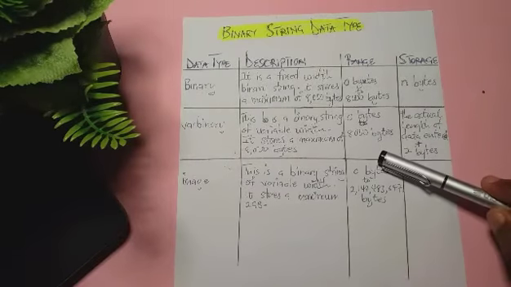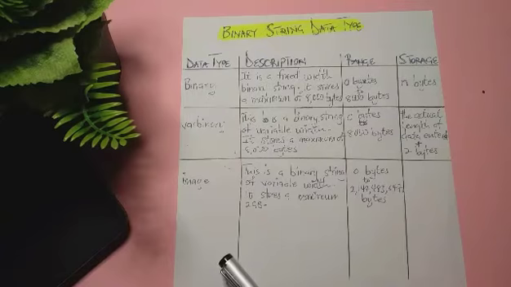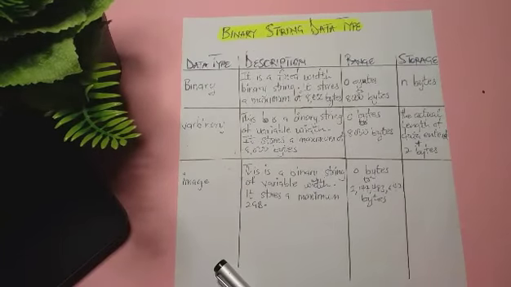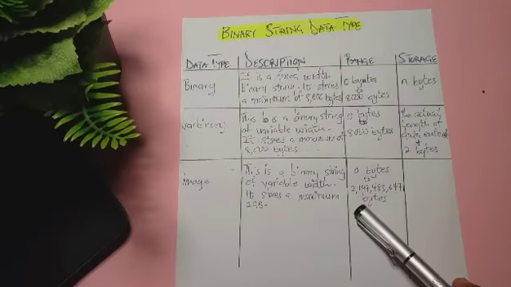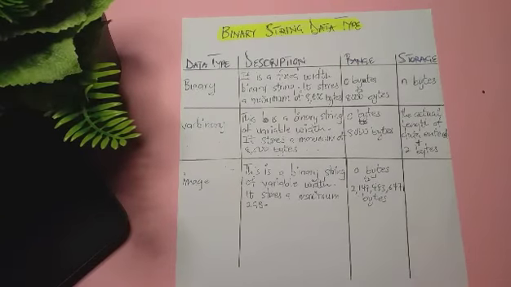And we have the image data type. This is a binary string of variable width. It stores a maximum of 2 gig, and we have the range to be 0 bytes to 2 trillion bytes.